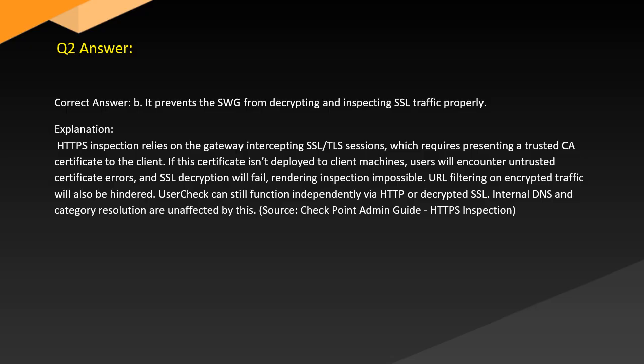Correct answer: B. It prevents the gateway from decrypting and inspecting SSL traffic properly. Explanation: HTTPS inspection relies on the gateway intercepting SSL sessions, which requires presenting a trusted certificate to the client. If this certificate isn't deployed to client machines, users will encounter untrusted certificate errors, and SSL decryption will fail, rendering inspection impossible. URL filtering on encrypted traffic will also be hindered.